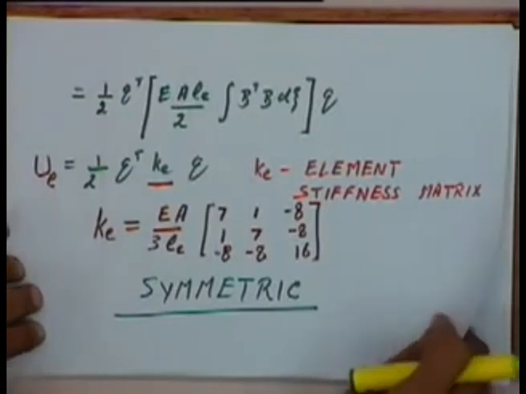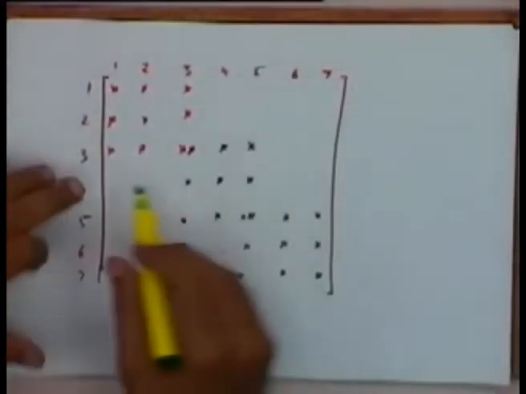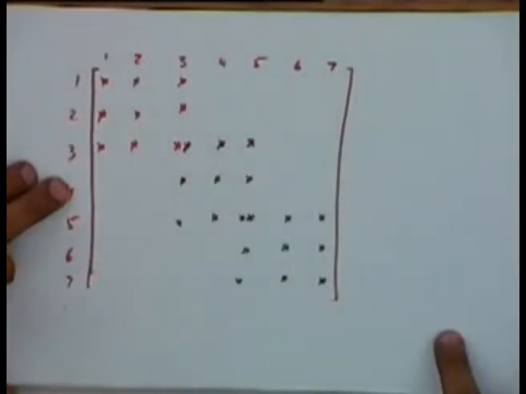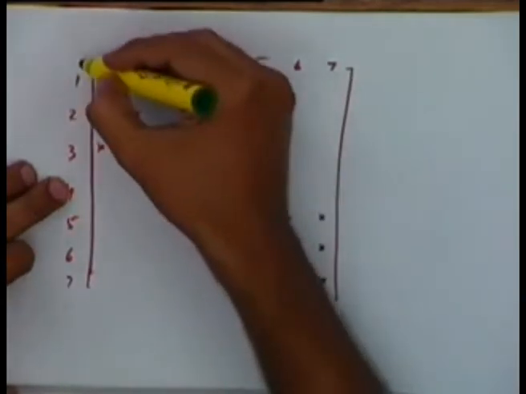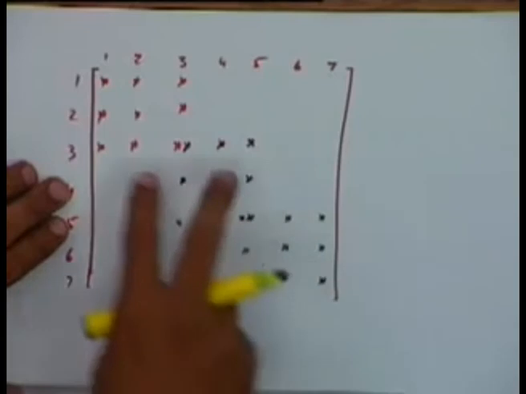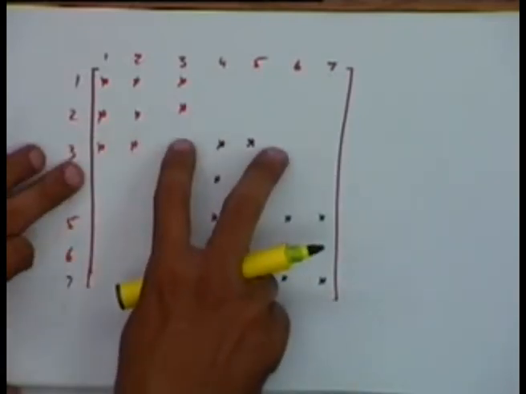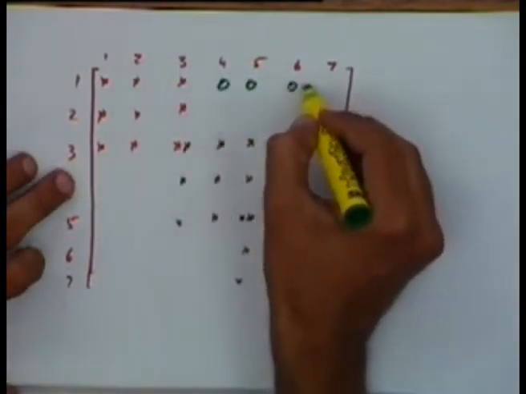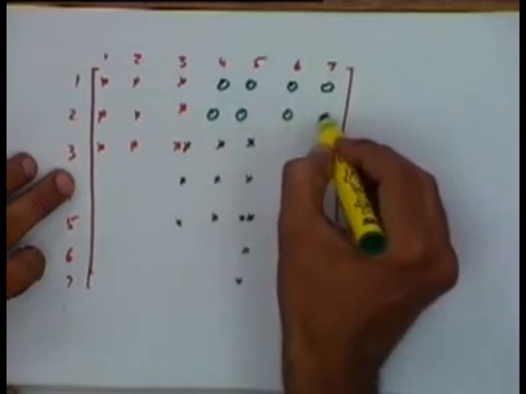Okay, and if we do the numbering properly, we will still get a banded matrix. That means we have only diagonal elements and elements at a fixed distance from the diagonal. All other elements will be 0, and so on.